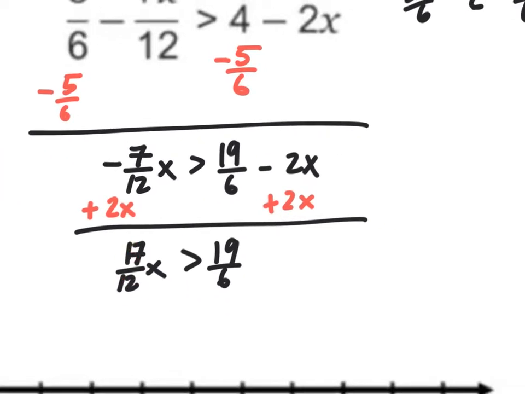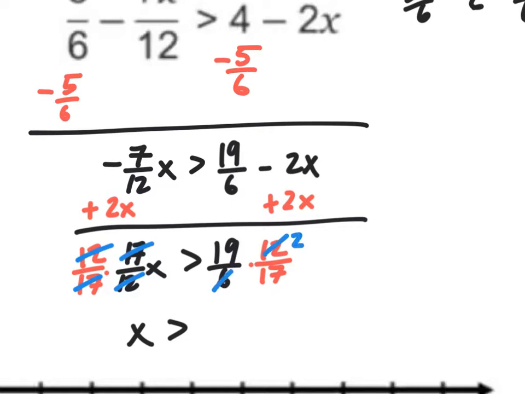I did that to ensure that I get a positive number here, because I will now have to multiply both sides by the reciprocal to solve for x. So I multiply both sides by 12 over 17. The 17s divide out, the 12s divide out, so we get that x is greater than. Notice how I didn't have to change my inequality sign because I multiplied by a positive number. If this had been negative, then we would have had to change it. I know that 12 over 6 is really just 2 over 1, and if I take 19 and multiply it by 2, that gives me 38, so I get 38 over 17.